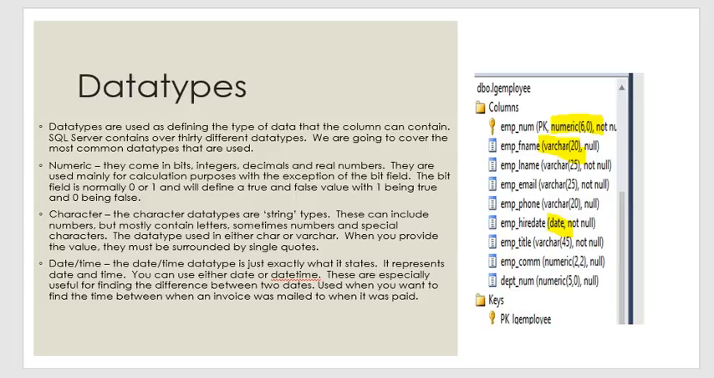Then we have the date time data type. And it's exactly what it states. It's date, and then there's date time. Now, date will just have the date. Time will have the date and the time. And these are useful for finding differences between 2 dates. Like, say you want to know when an invoice was mailed out to a customer versus when they paid it. And you'll see an example of the different types of data types in the columns for the employee table. We have numeric, varchar, and the date.